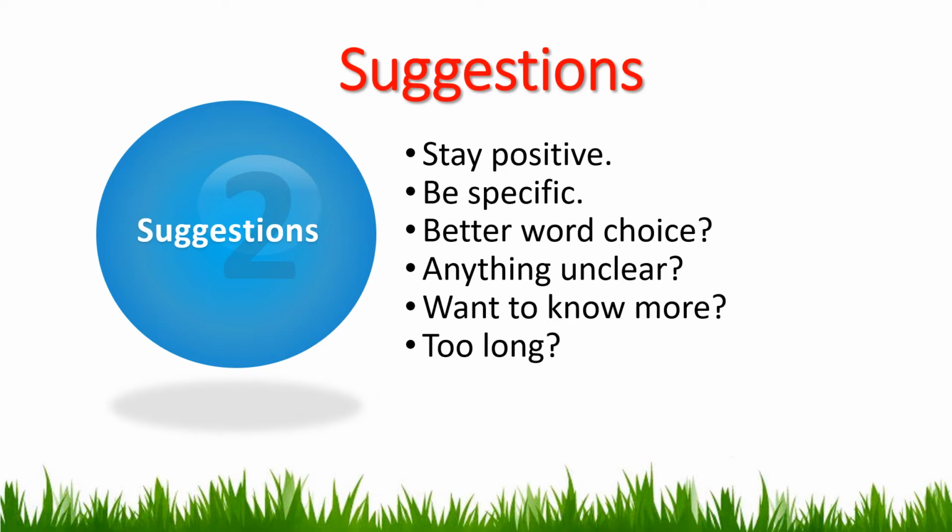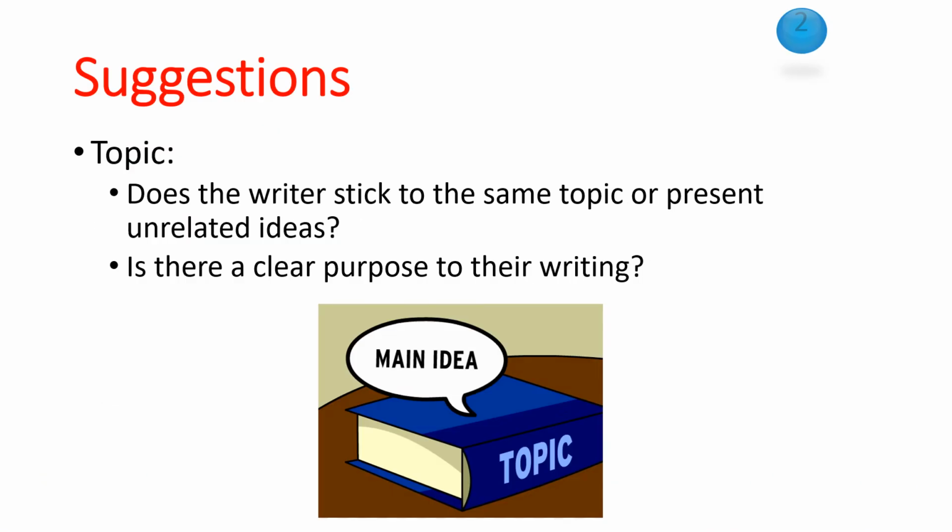The second step is to make a suggestion. Now, if you can, try to stay pretty positive still, but you want to be very specific about your suggestions. So here, suggestions usually look more at the word choice or parts that were unclear, things you want to know more about, maybe parts that were too long, things like this. There are several things we can look at when we're making suggestions.